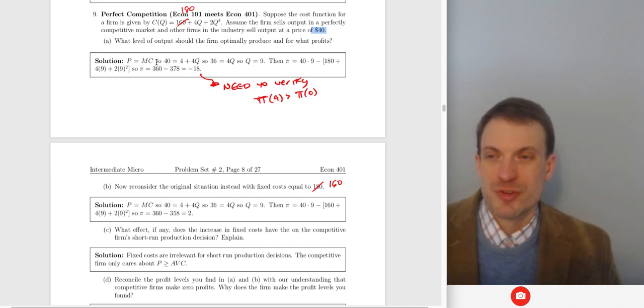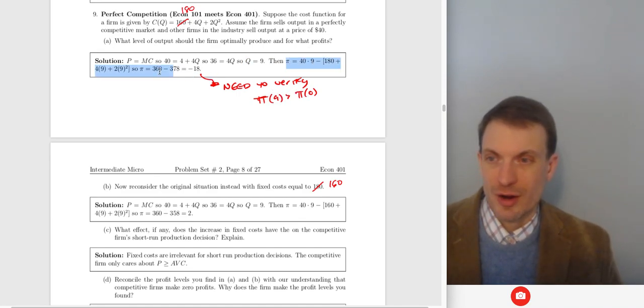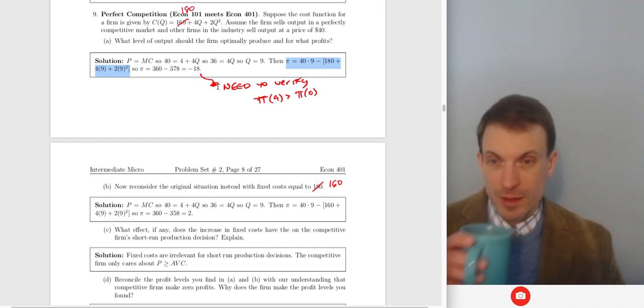Well, set marginal cost equal to price. So 40 equals marginal cost, 4 plus 4Q, or we get a quantity of 9. Now we need to verify that the profits at producing 9 are bigger than the profits of producing 0. Oh, they are. Our profits of producing 9 are minus 18. Our profits of producing 0 is minus 180.